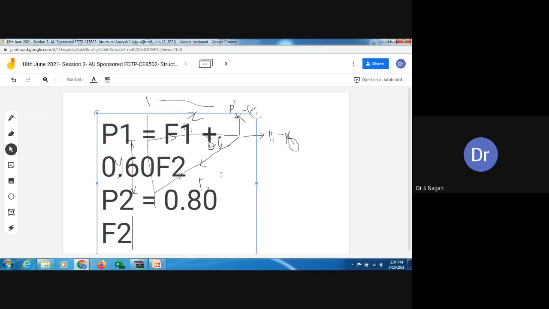In matrix form, on the left side I'll have the P matrix, and on the right side a matrix with the coefficients and the F matrix. So P equal to AF. So we can get the value of the A matrix, and that A matrix is called the static matrix. To get the static matrix in trusses, we need to do these small computations, based on the method of joints. We are obtaining the relationship between the external joint forces and the internal member force components.